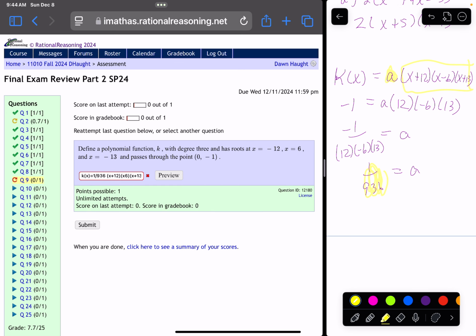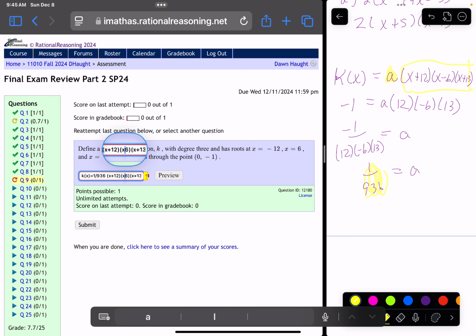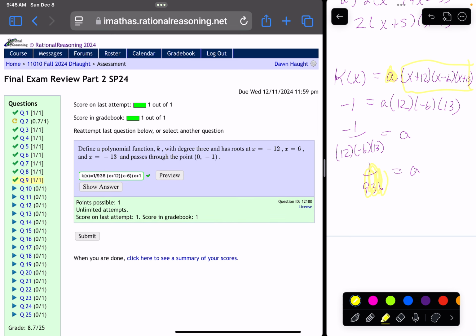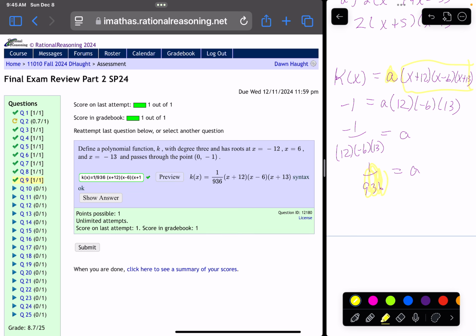What did Mrs. Hart do wrong? Oh, I'm sorry. I somehow did not get my minus in between there. Let's try again. There you go. Always hit the preview, Mrs. Hart. Always hit the preview. I didn't hit my preview. There you go. Let's go on to 10.